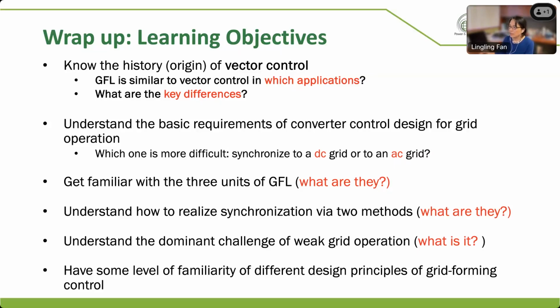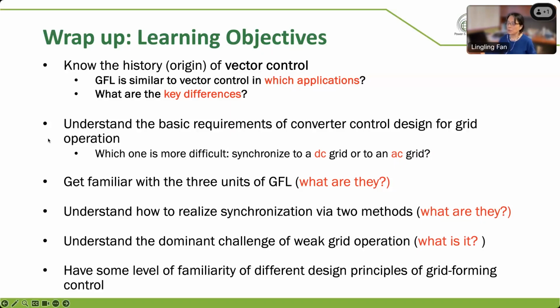The basic requirements of converter control design for grid operation. Understand that part. What are the basic requirements? People usually ignore that part. Synchronizing is the critical part. And after that, you limit the current. And then you have peak regulation, frequency, and voltage support.